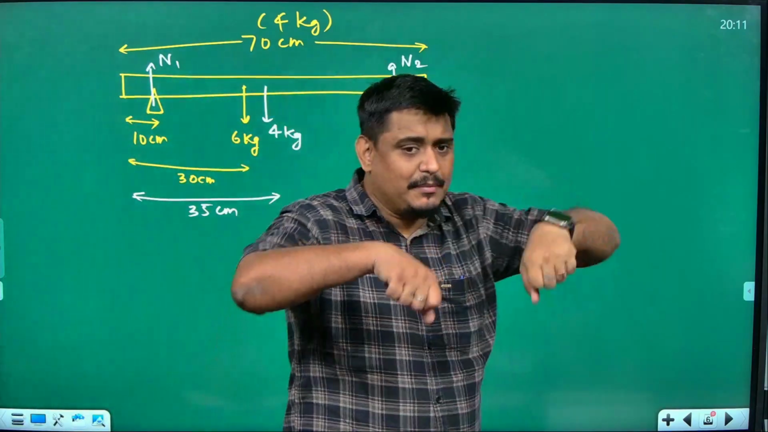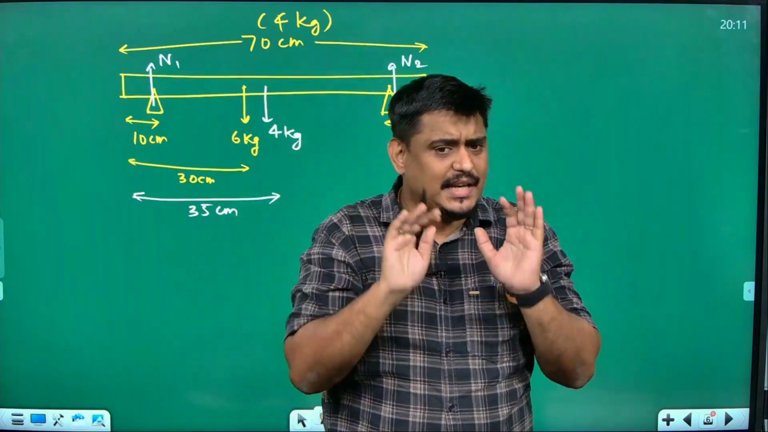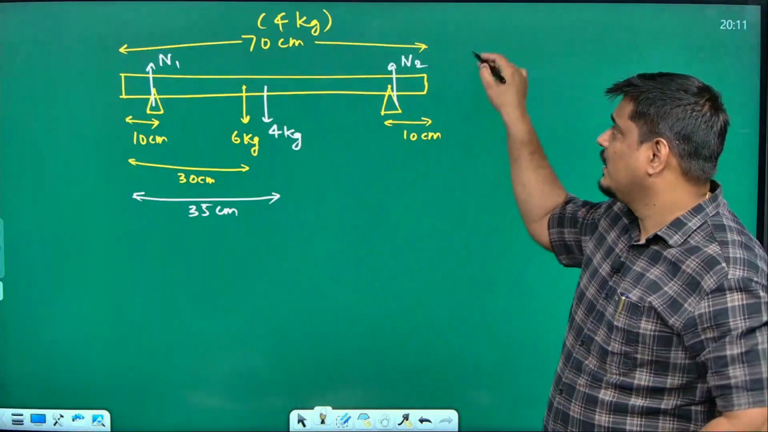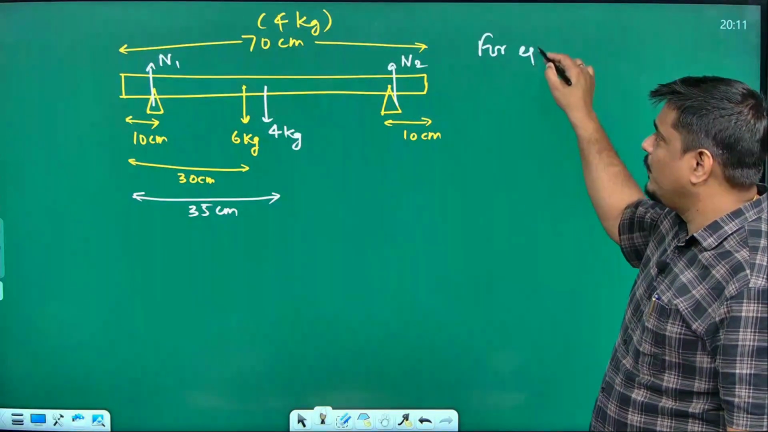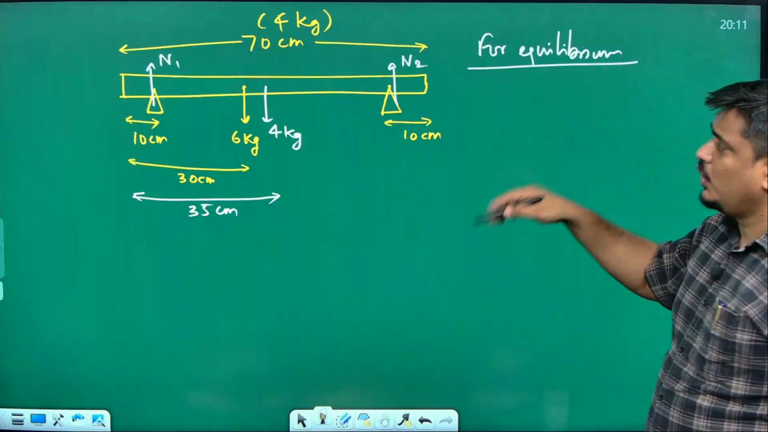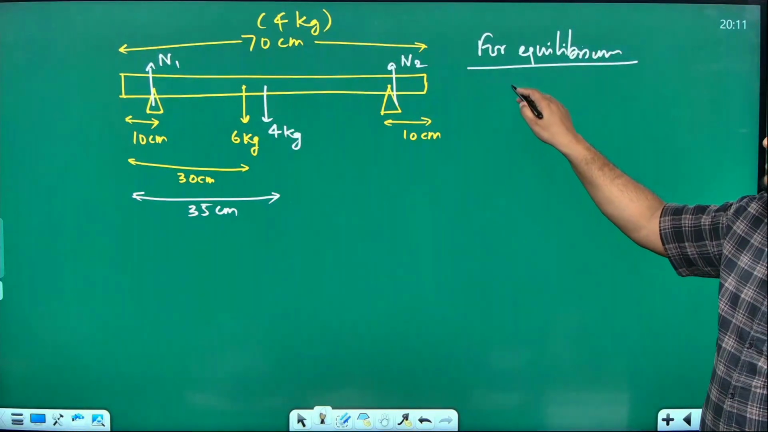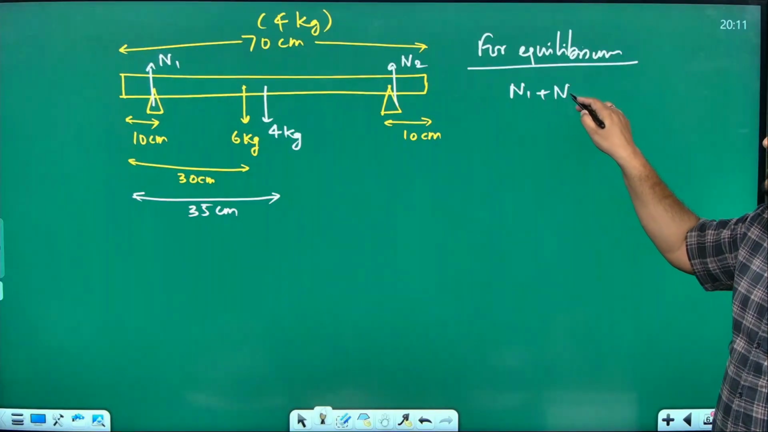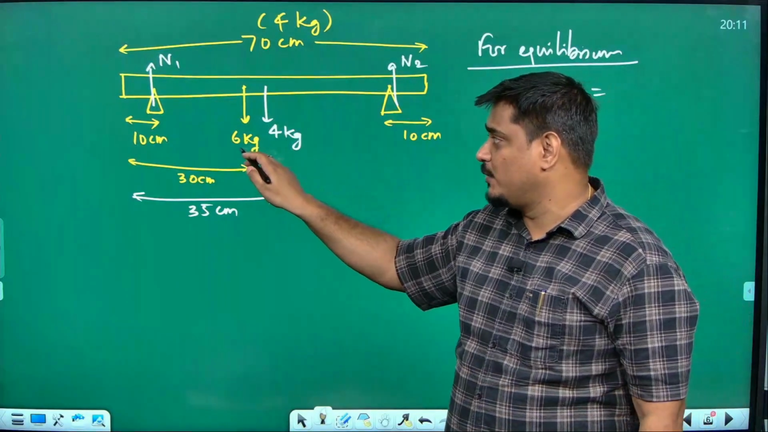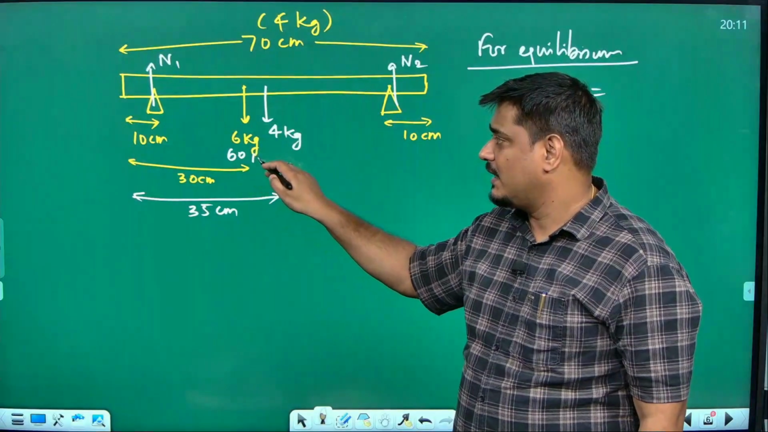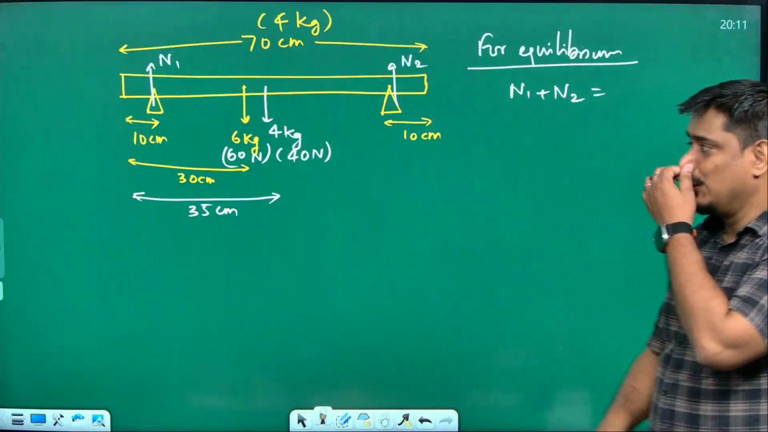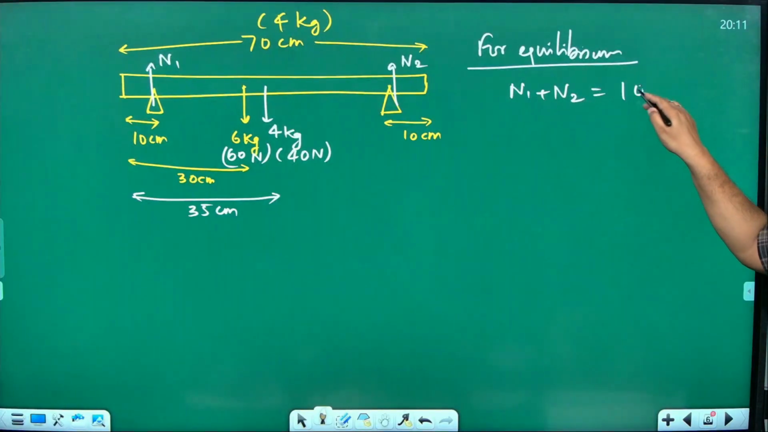Now here, if you see this metal bar lying on the two knives, it is in translatory equilibrium, right? If it is in translatory equilibrium, it means for equilibrium, can I say that total mass is how much? 10 kg. So N1 plus N2 must be equal to, if I want to write in newtons, 60 newtons. And I am taking g as 10, okay, not 9.8. So can I say N1 plus N2 will be 100 newtons?